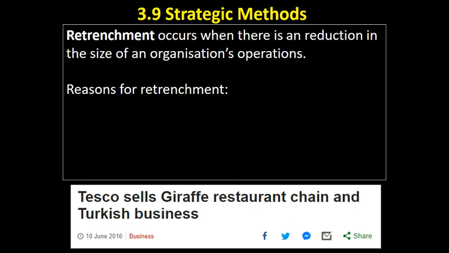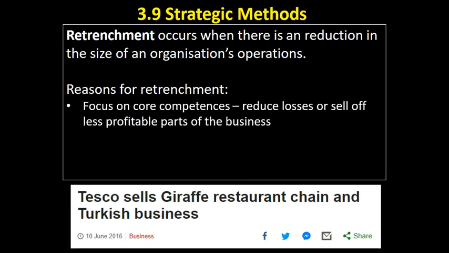So what are the reasons that we might retrench? Well, we want to focus on our core competencies. This idea of core competencies is really crucial in A-level business. A core competence is something that we are really, really good at that nobody else can copy. And maybe through growth, we've started to focus on things that aren't our core competence. So I've given the example here of Tesco.